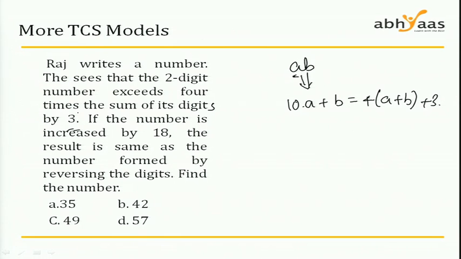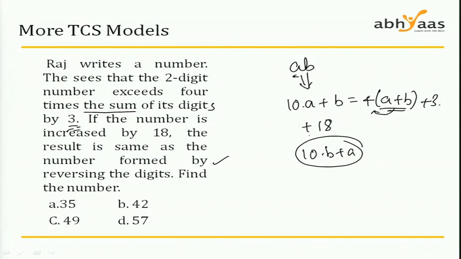Exceeds 4 times the sum of its digits by 3. Sum of digits is A plus B, 4 times is 4 into A plus B. It exceeds by 3. If the number is increased by 18, so add 18 to this, what happens? The result is the same as the number formed by reversing its digits, so 10 into B plus A.